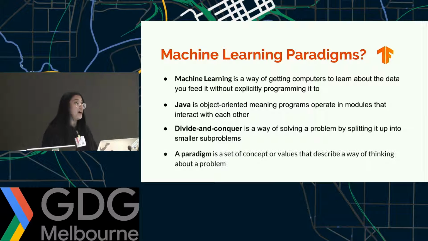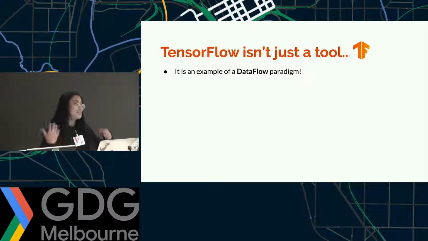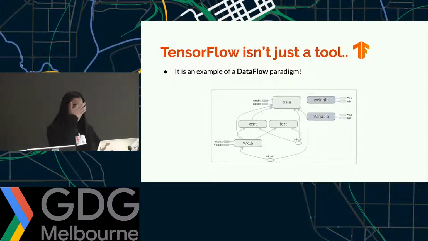Machine learning also has many different paradigms that you can use to think about different ways of processing information. And a paradigm is just a set of values that you can use to solve or approach a problem. And in that sense, TensorFlow isn't just a tool, it's an example of a DataFlow paradigm. Have any of you guys heard of that before, by any chance? So it's a pretty simple idea.